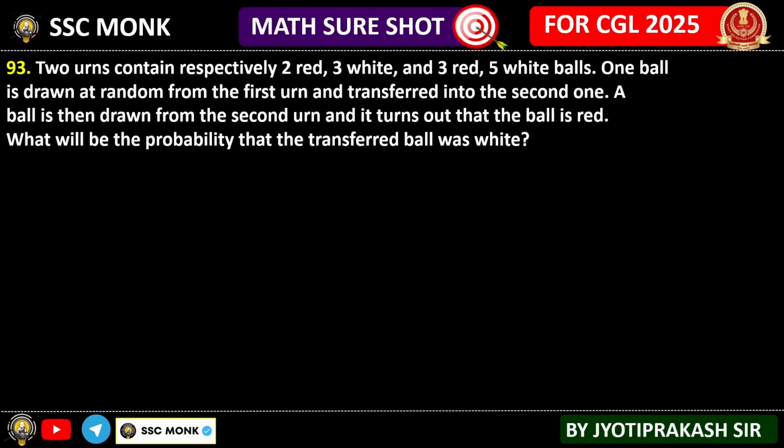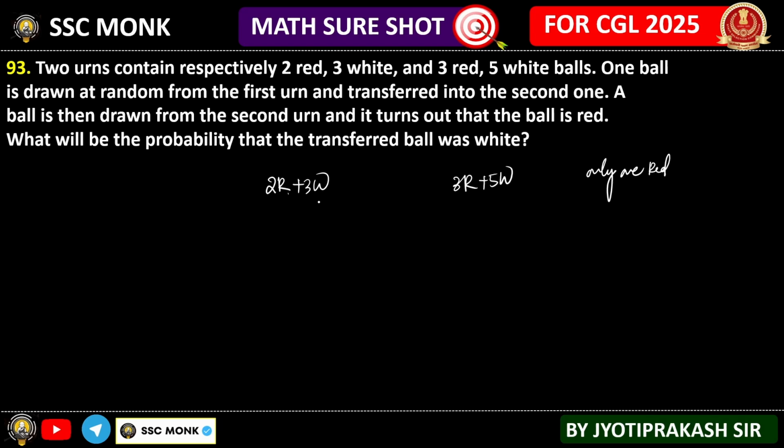Clear? Next. 2 urns contain respectively 2 red, 3 white and 3 red, 5 white balls. One ball is drawn at random from the first urn and transferred into the second one. A ball is then drawn from the second one and turns out to be a red ball. What is the probability that the transferred ball is white? Now see, in the first box, 2 red plus 3 white are there. In the second box, 3 red plus 5 whites are there. Now when it was selected from the second, only one red ball has been selected. Yes or no? Yes.